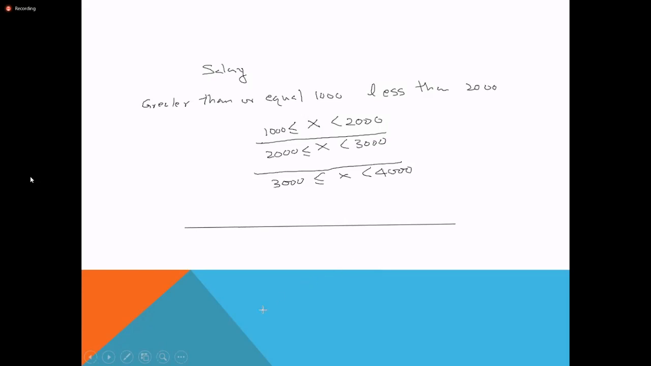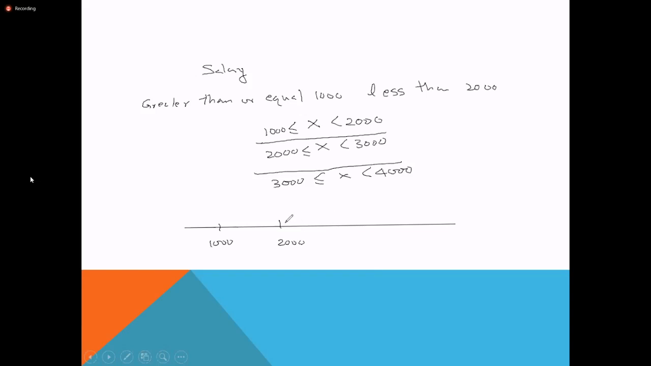Then if you consider the class intervals on a number line, then 1000, then 2000. Then there is no gap to the next class.